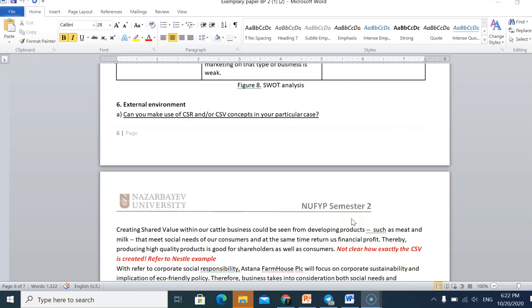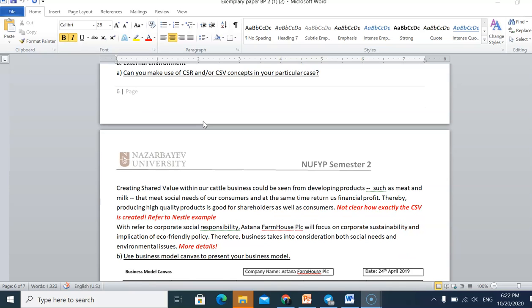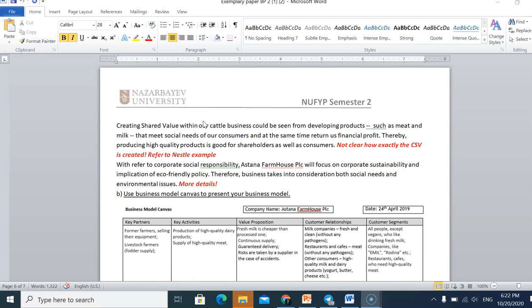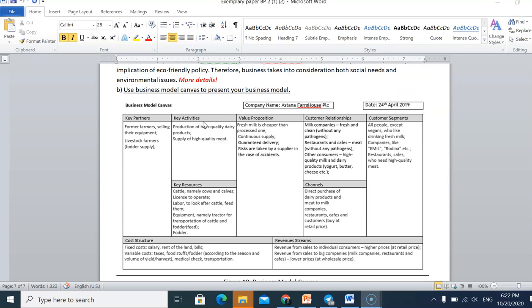Now, external environment. Corporate social responsibility and CSV are different things. You may or may not use both of them. That's why I'm saying and/or. But make sure that you distinguish between them and do not mess up, so revisit the slides and the videos explaining that. And the last one is the business model. Pay attention to the lecture slide with the questions on the business model canvas. We've put some questions in the PPT slides, so make sure you respond to these kinds of questions.